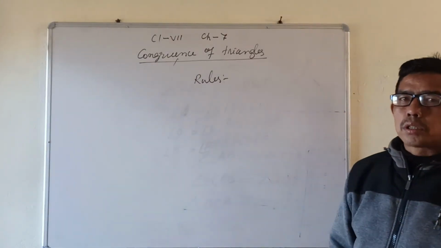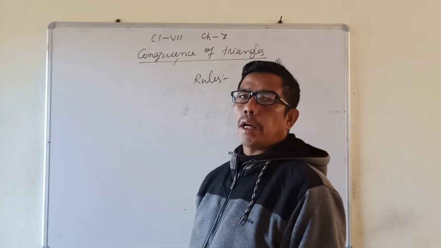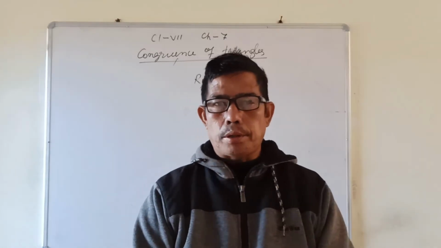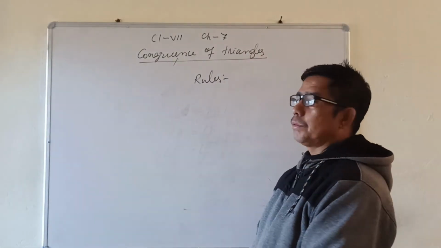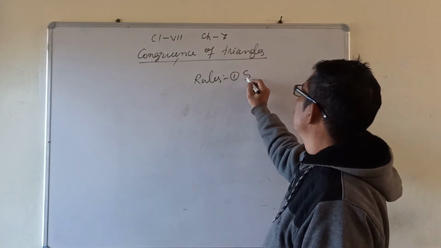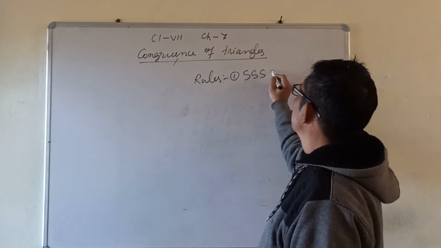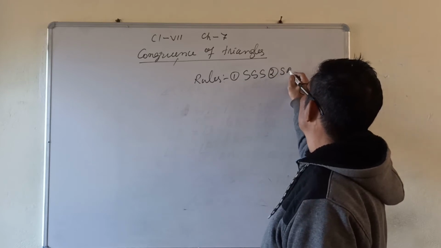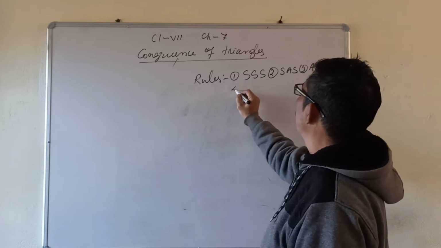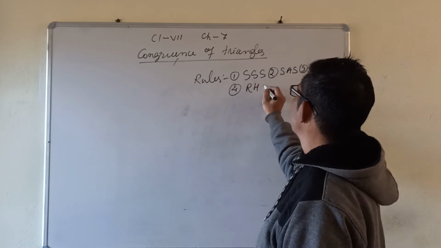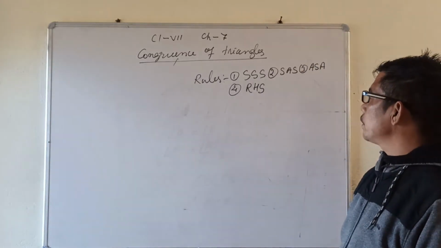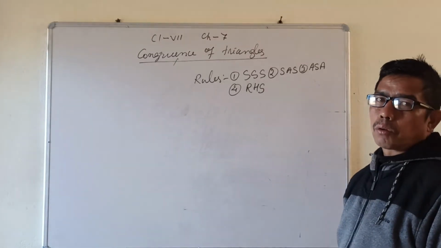Then let's come to the rules. Some rules are there. With the help of those rules, we can prove that two triangles are congruent. So let's pick up the rules one after the other. First one, second one, third, fourth. Yes. These are the four rules. With the help of these, we can prove two triangles congruent.